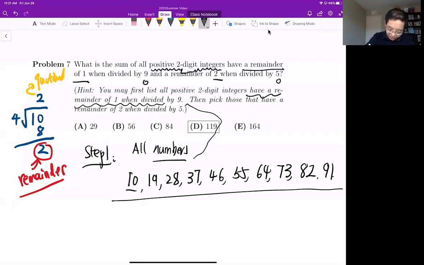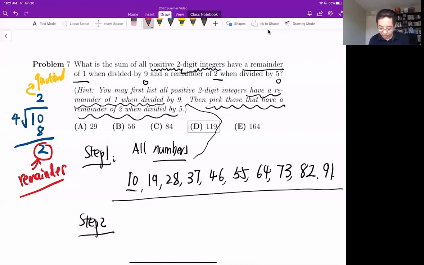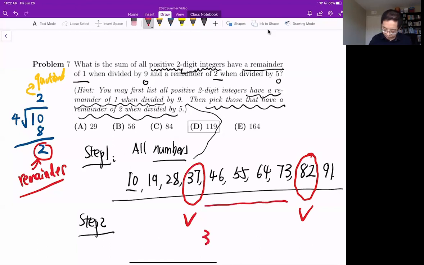All right, so this is step 1. And step 2 is we need to pick those that have remainder 2 when divided by 5. So I look at these numbers and figure out the right ones, right? Okay, so first of all, is 37. This one is valid. When divided by 5, the remainder is indeed 2. And what's the second one? The second one is 82. This one is also valid. Divided by 5, the remainder is 2, right? Okay, so all the others are not valid. All right, so I just find the 2. So the total sum, 37 plus 82, is 119. So we get this 119.